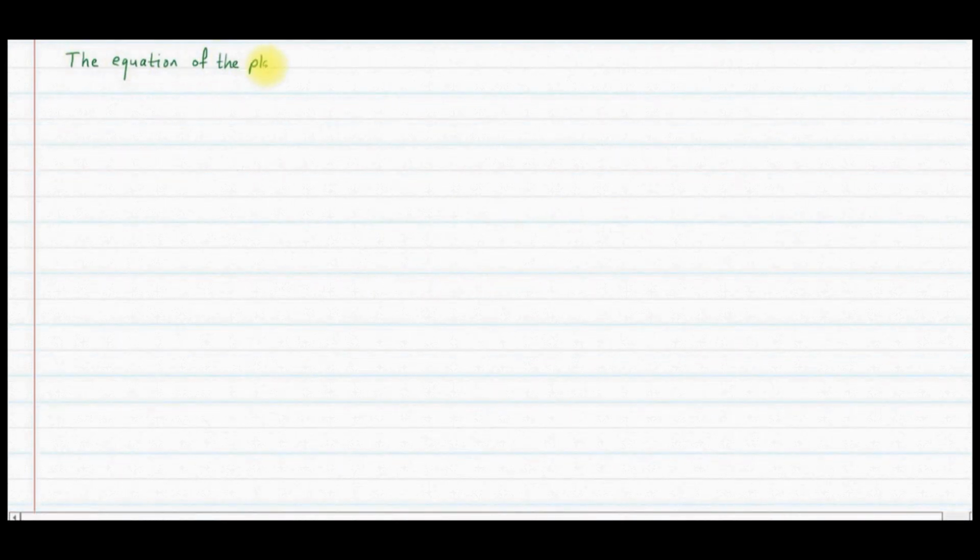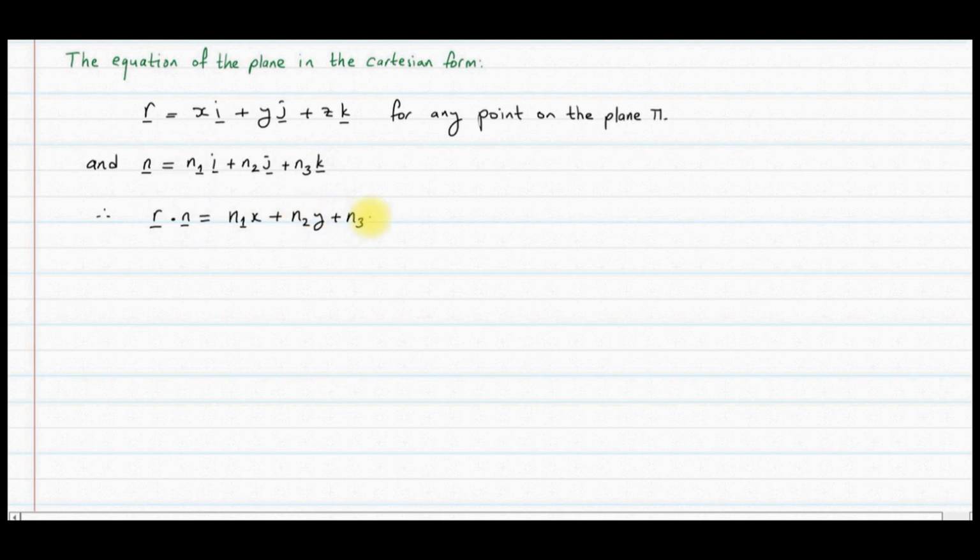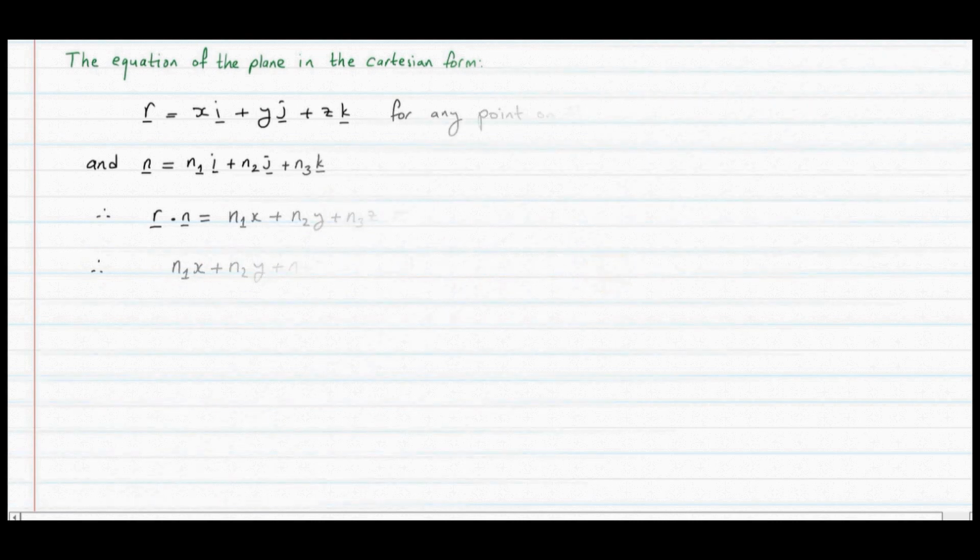The equation of the plane in the Cartesian form. The vector r is equal to xi + yj + zk for any point on the plane pi, and the vector n is equal to n1i + n2j + n3k. Therefore, the scalar product of the vectors r and n is equal to n1x + n2y + n3z. Therefore, we can write n1x + n2y + n3z = D, which is the Cartesian form of the equation of the plane.